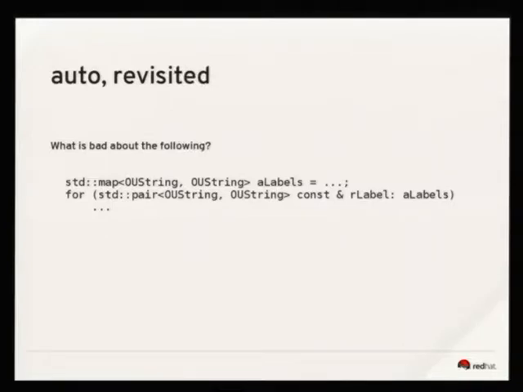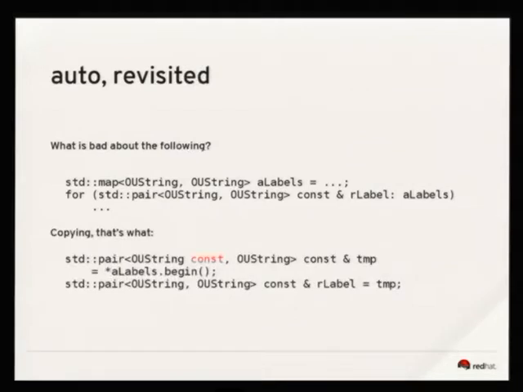One is the auto thing. What's bad about this little piece of code where somebody rewrote existing code to use the new for statement, the range-based for? It looks good. Is it good? No. What happens is that we create a copy for every iteration through the loop. What happens in the actual for loop is that you call from begin to end, you get the iterators into the map, and then work on them.